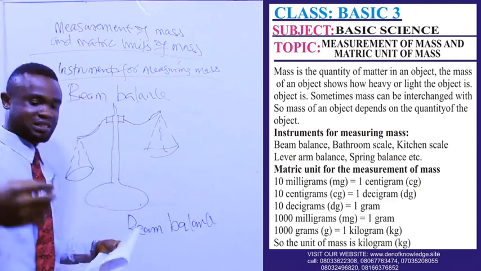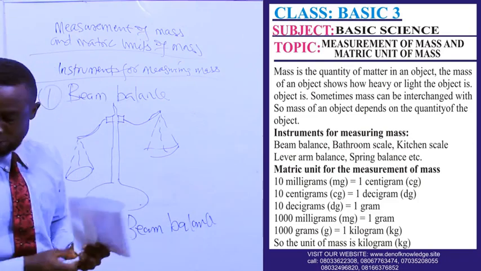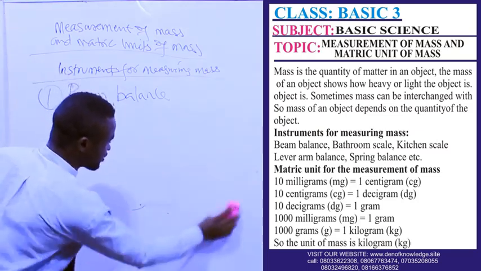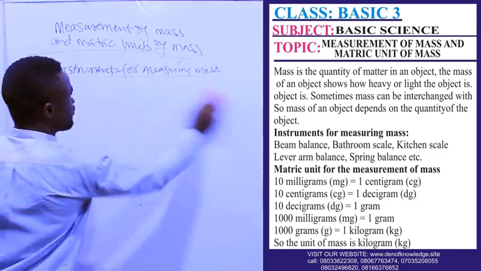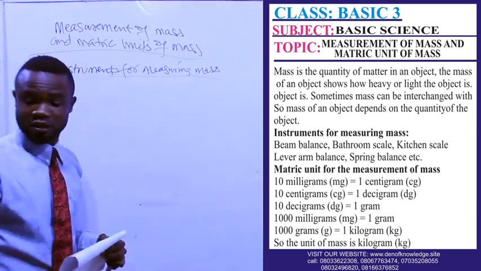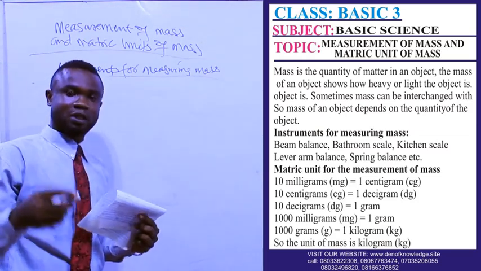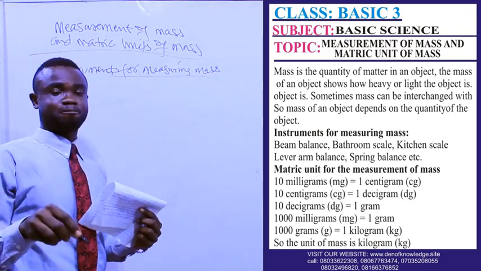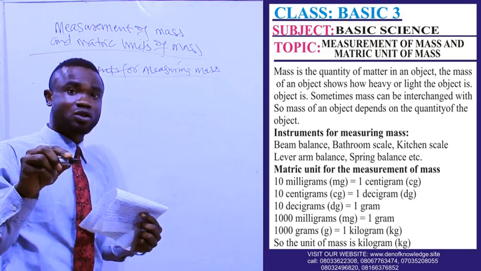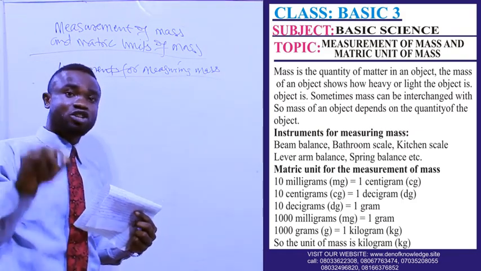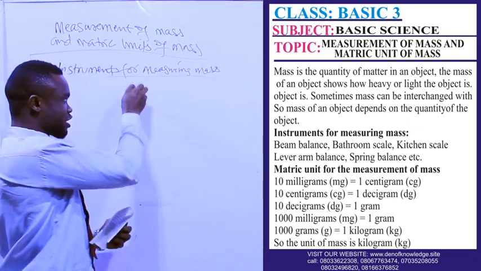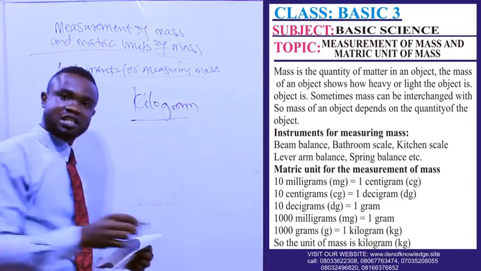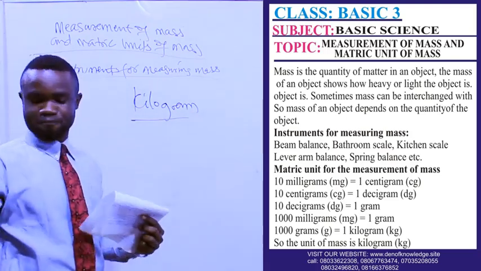Metric units for mass measurement. Before I progress, the unit of mass is the kilogram. Kilogram is the unit of mass.